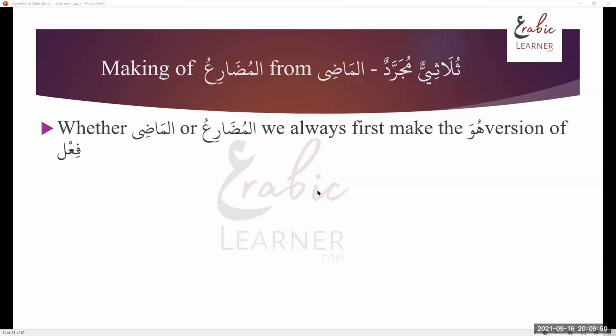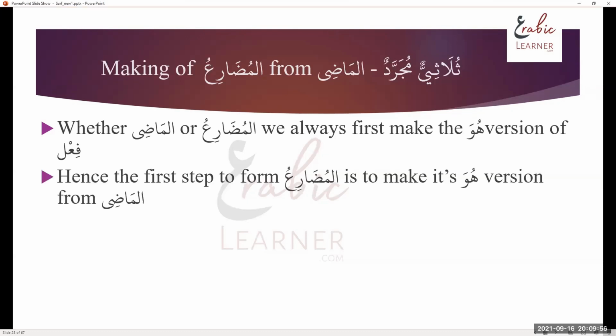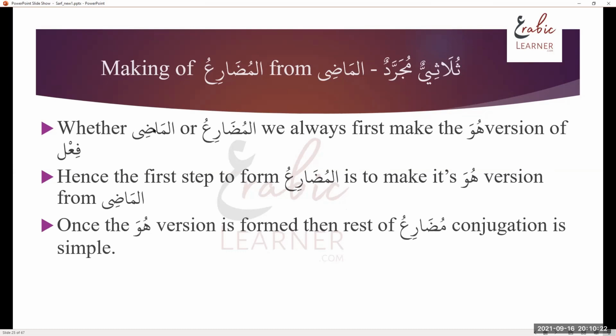In Fi'l al-Mudaare, what we have to do is find its Hua version first. The first step is to find its Hua version in Fi'l al-Mudaare. Like in Fi'l al-Maadhi, in Fi'l al-Mudaare also, you have to first identify the starting point, and the starting point is the Hua version. Once you know the Hua version of Fi'l al-Mudaare, then it's a piece of cake. It's very fast. Then the other versions are just formed very easily through conjugation.